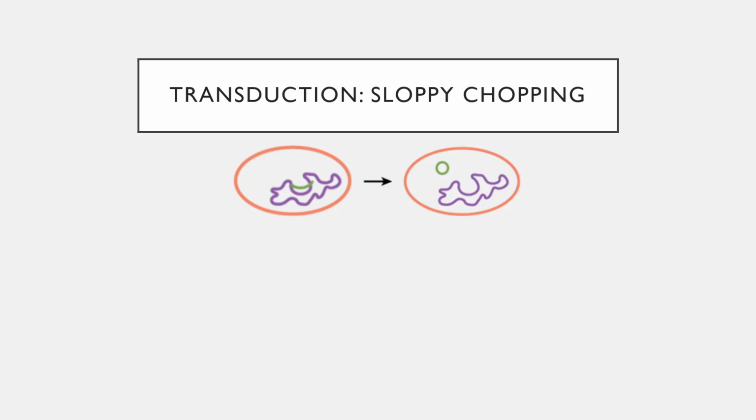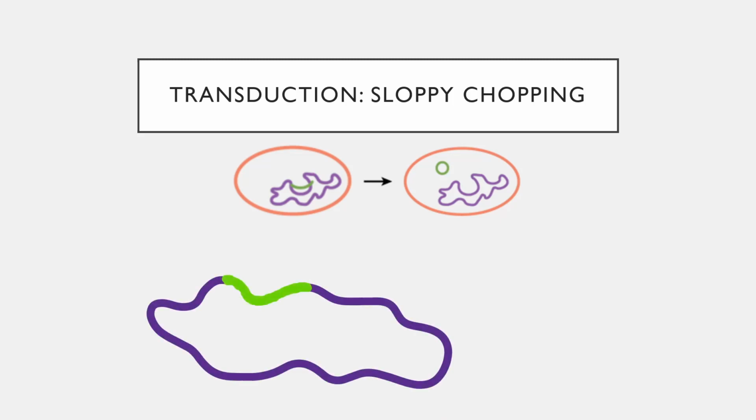This little piece of viral DNA will get cut out or excised from the bacterial chromosome, but sometimes the bacterium is sloppy about how it goes about doing this. Instead of cutting right along the edges of the viral DNA, it will chop somewhere off center from the viral DNA and capture a little bit of its own DNA alongside the prophage.